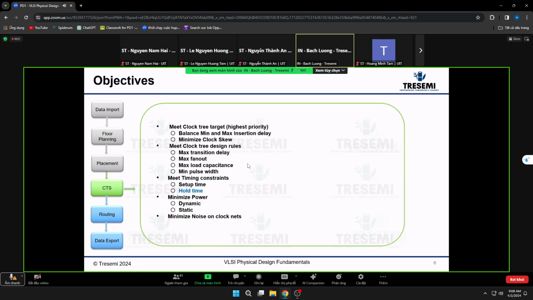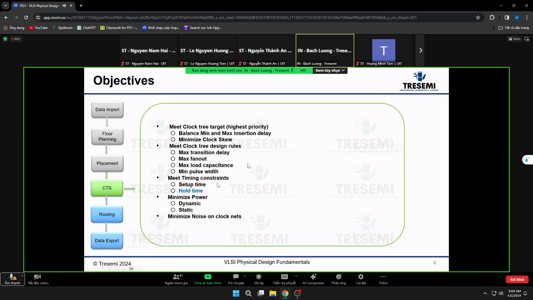Okay, so what are the CTS objectives? One of the highest priorities is to meet the clock tree targets. The clock tree targets are to balance the min and max insertion delay. We'll discuss what insertion delay is, and then minimize the clock skew. We'll talk about clock skew, and then meet the clock tree design rules. So basically, the clock tree also has design rule DRVs, like max transition, max fanout, max cap. You guys are familiar with these from the DRV section of the signal, right? And then another additional one we have to meet is the minimum pulse width on the clocks.